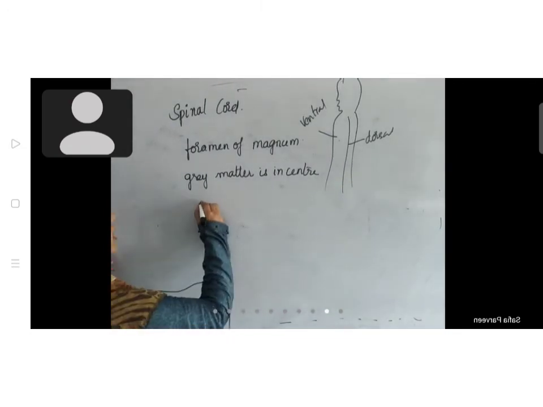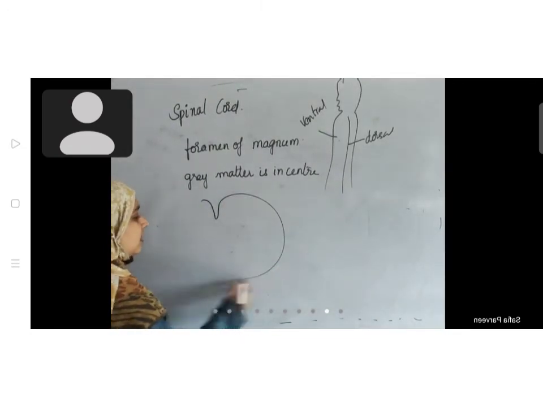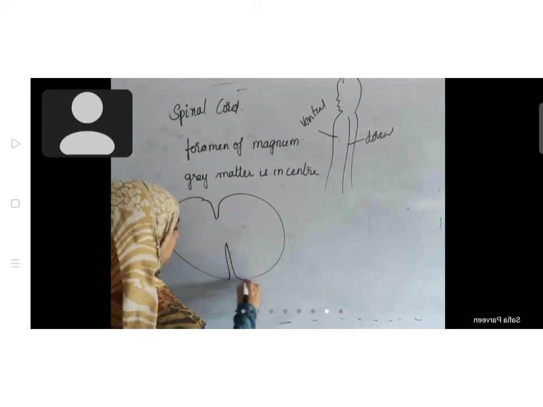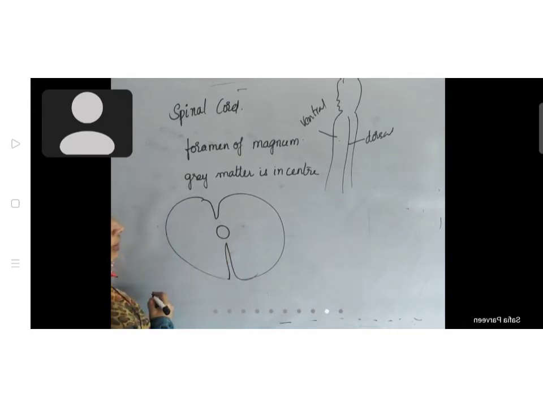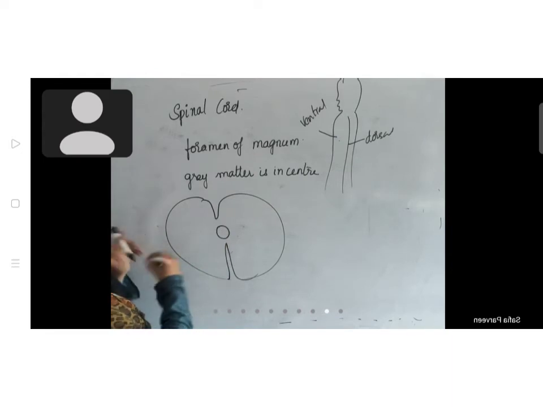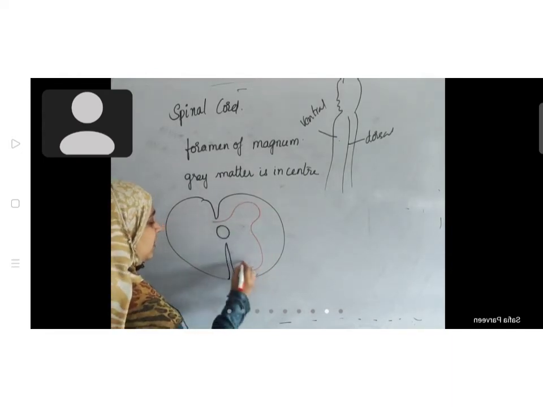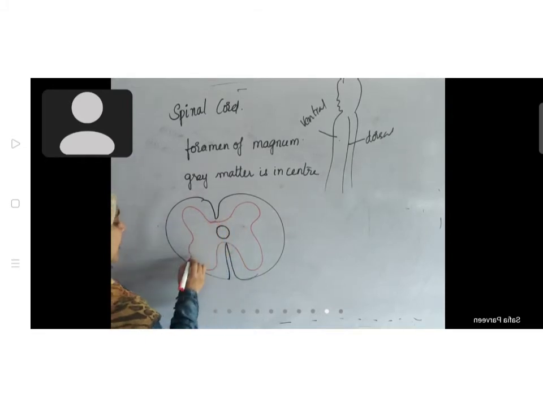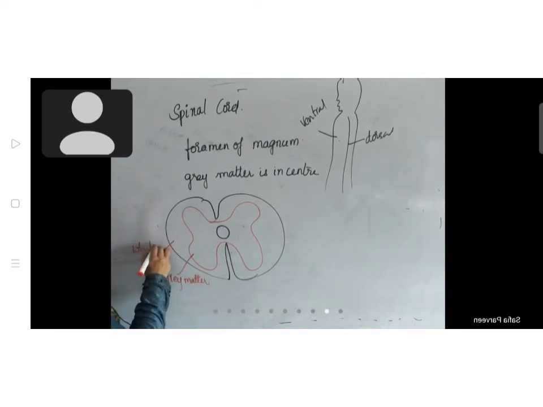The shape of the spinal cord is like this. There is a central canal. In this central canal, there is a cavity called the neurocele. After that, there is a butterfly-shaped structure. This butterfly-shaped structure is called gray matter. The remaining part is called white matter. Because in the gray matter region, all cell bodies are present. In the white matter, all the axons are present.